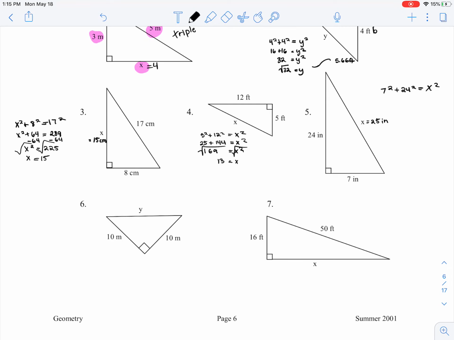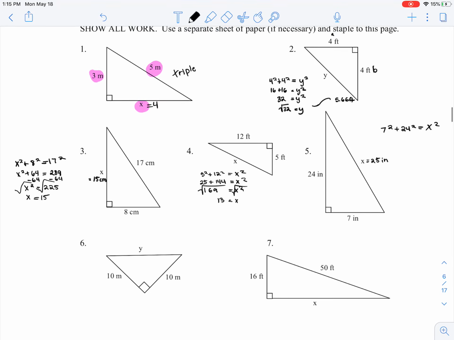Cool. That was fun. Now, number 6 is just like number 2. If you did a really great job in that week 3 unit, you understand that 2 and 6 are actually special right triangles. They're 45, 45, 90s. They are isosceles. Remember, isosceles means 2 congruent sides. We can mark that with a tick mark, in fact.